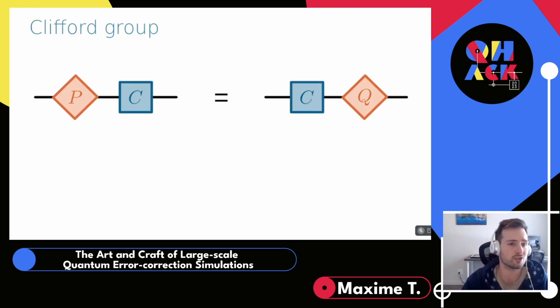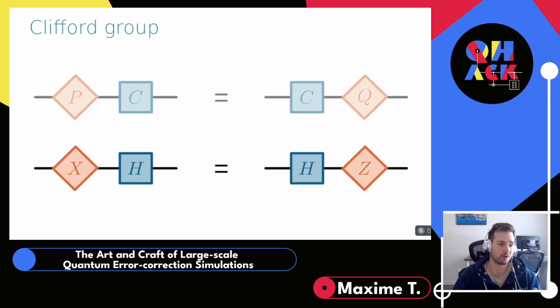The idea is the conjugation relation of the Clifford group. Imagine you have a Clifford gate, I call it C here, and a Pauli operator P before it. There exists another Pauli operator Q that you can apply after it, and it will give you an equivalent circuit. For example, if you have the Hadamard gate, you could have an X operation before the Hadamard gate. This is completely equivalent to a Z operator after the Hadamard gate.